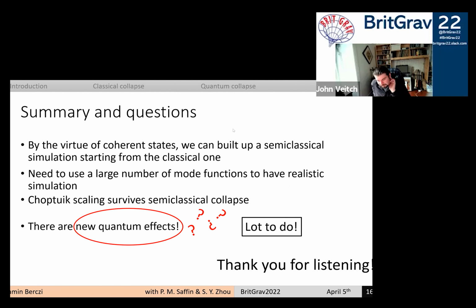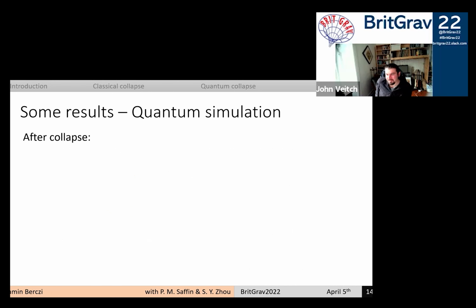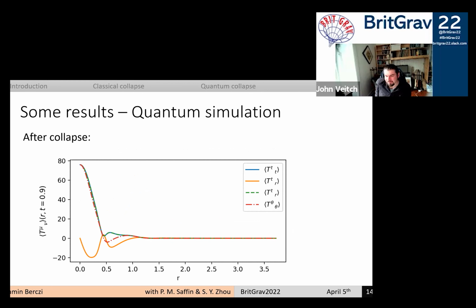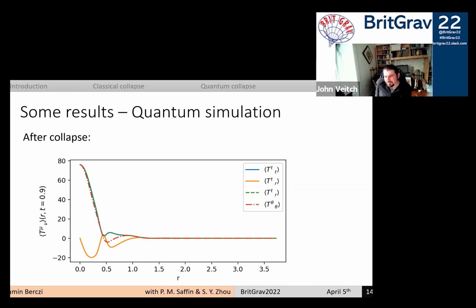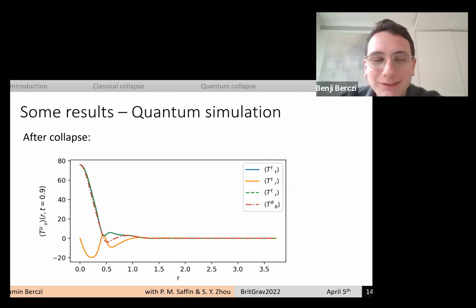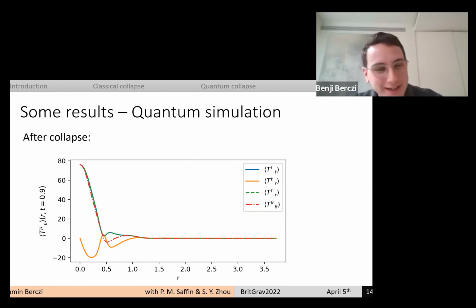I think so. Can I ask a question before we wrap up for the session? Yes. When you show your plots of the expectation values of the stress energy tensor, is there actually angular momentum there? Or is there a radial profile for angular momentum? Well, that would be the T theta theta. I'm assuming that theta was an angle. Yes, you're completely right.